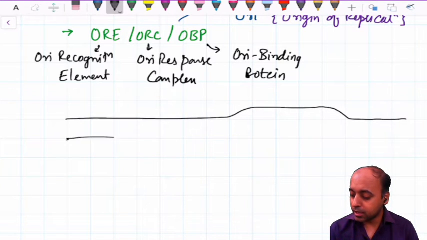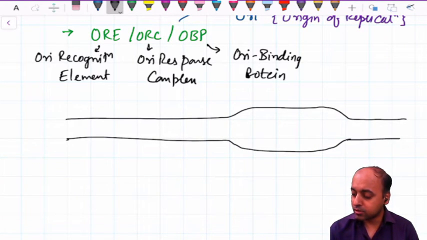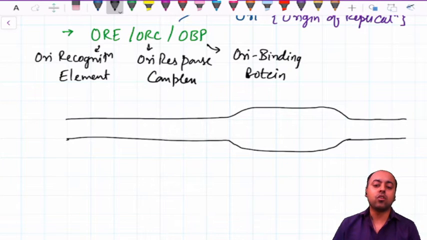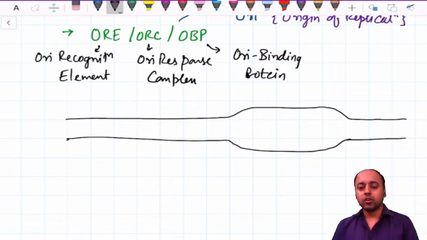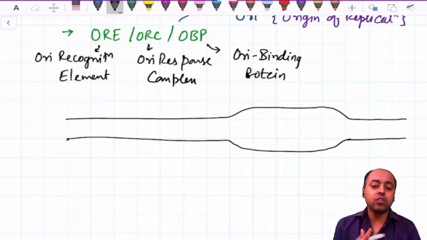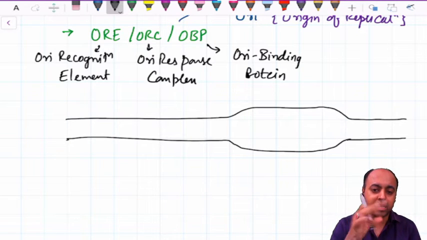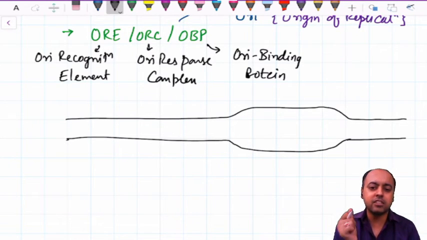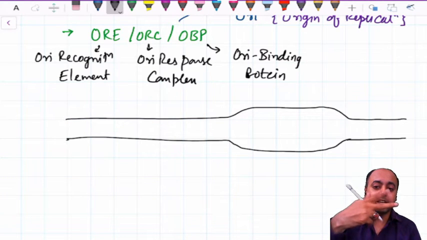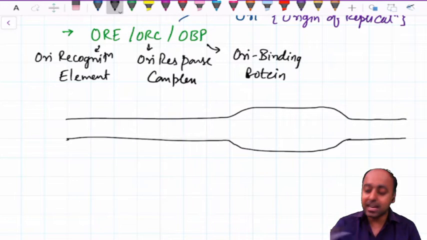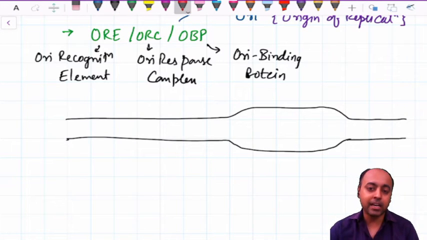So in the area of ORI, there is separation of the strands. This is by the action of the ORI response complex. So initial separation of the DNA strands is done by the ORI response complex. But remember, the two strands are complementary. They will try to get attached again. They will try to come back and get attached.